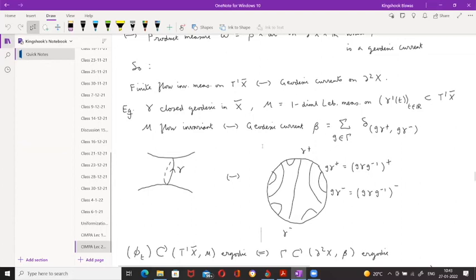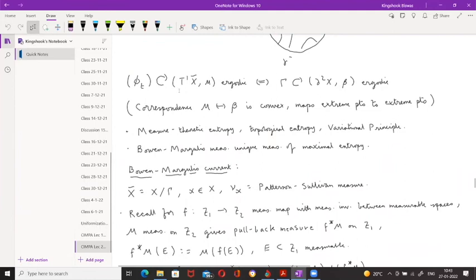And under this correspondence between flow invariant measures and geodesic currents, an ergodic flow invariant measure corresponds exactly to an ergodic measure for the group action on del 2X. That's because this correspondence mu to beta is a convex correspondence, and therefore we know that ergodic measures are extreme points of the convex set of invariant measures. So because this is a convex correspondence, it maps extreme points to extreme points. Therefore, ergodic measures correspond to ergodic measures, ergodic currents.